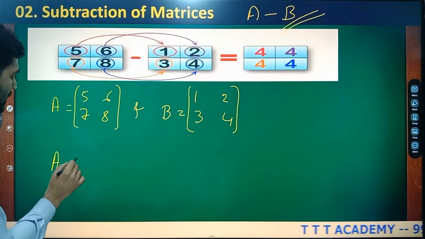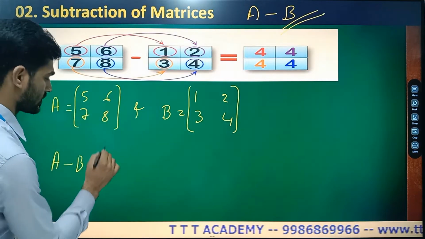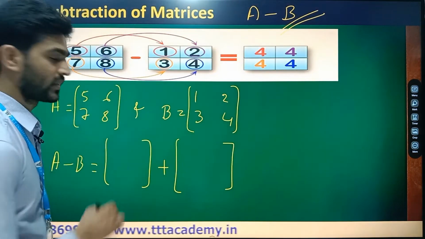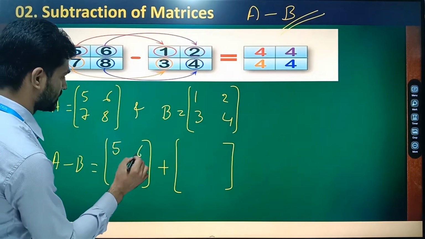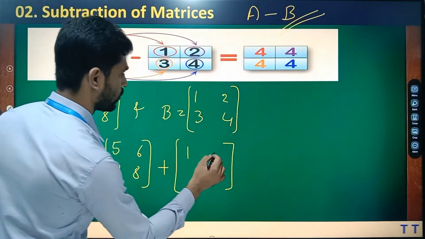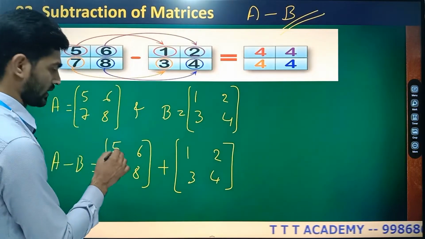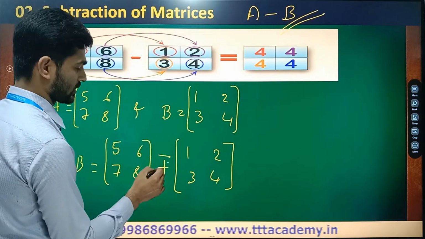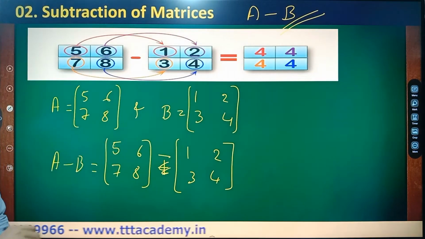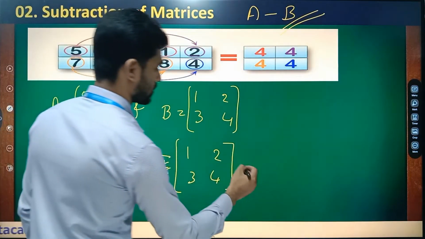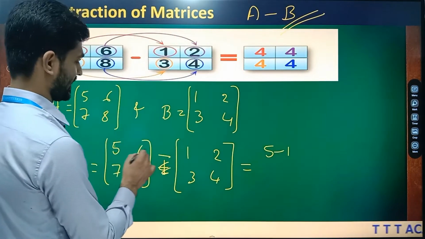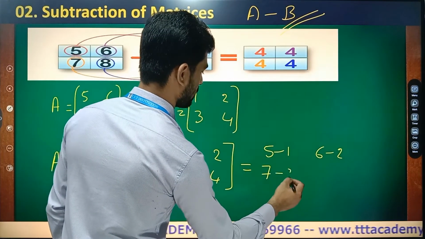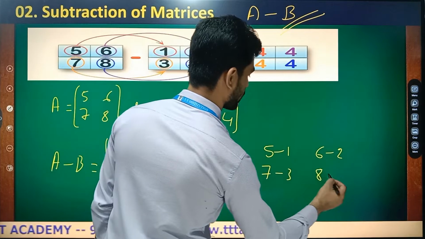So A minus B equal to, what is the A matrix? Let me consider this is the A matrix and this is the B matrix. Clear, right? So A minus B, A is 5, 6, 7, 8, B is 1, 2, 3, 4. So respective elements we subtract, sorry, this is subtraction, so A minus B. So 5 minus 1. Next 6 minus 2. 7 minus 3. Next 8 minus 4.